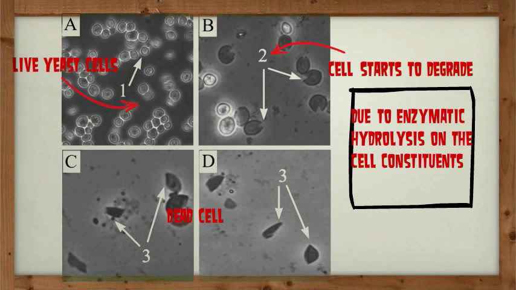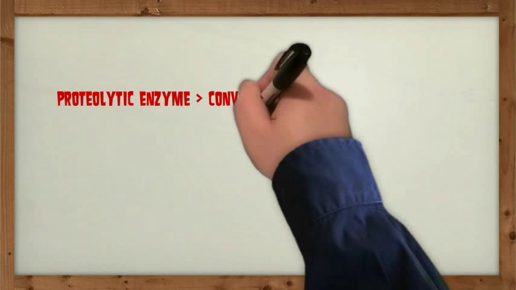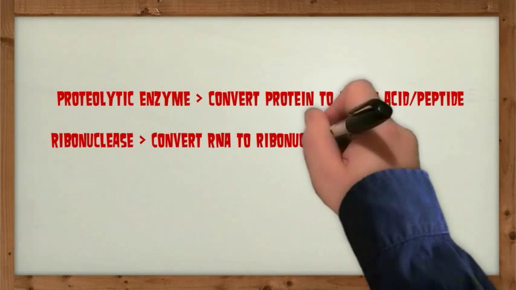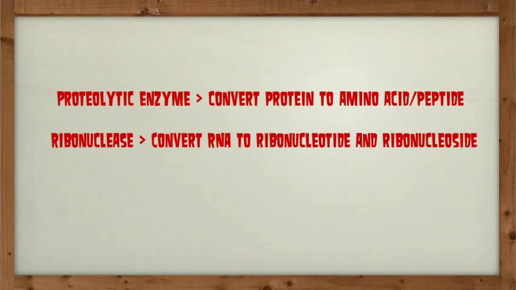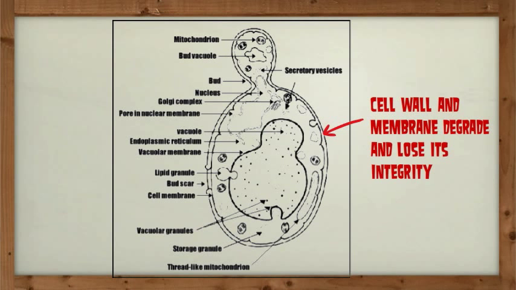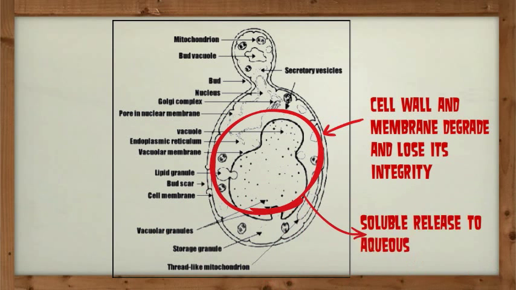Cell death brings about disorderliness, resulting in the indiscriminate action of the hydrolytic enzymes on the cell constituents. The intracellular proteolytic enzyme degrades protein into peptides and amino acids, and small amounts of ribonuclease act on the RNA to produce ribonucleotides and ribonucleosides. The highly organized cell membrane begins to degrade and lose its integrity, thus releasing the solubles into the aqueous environment.